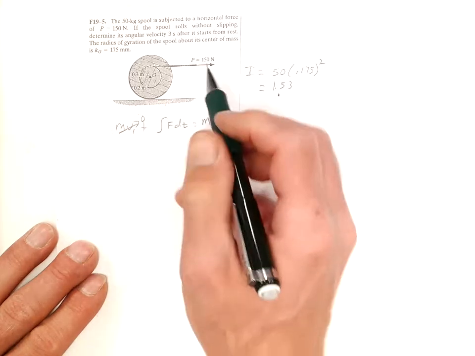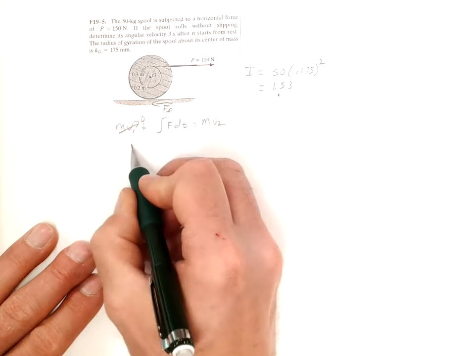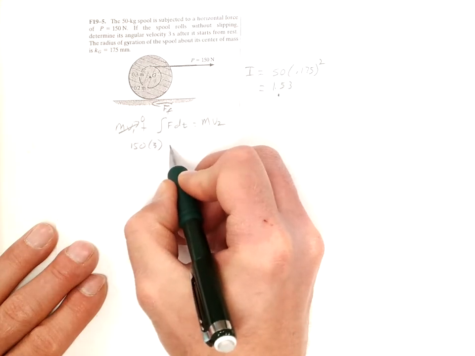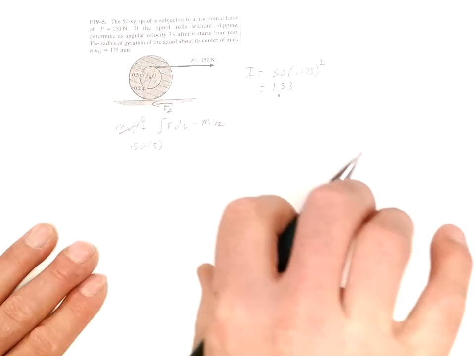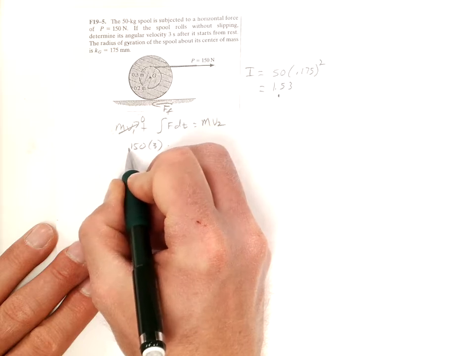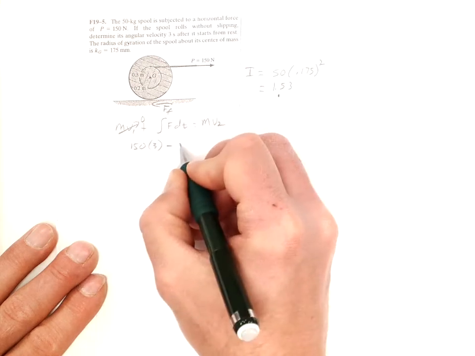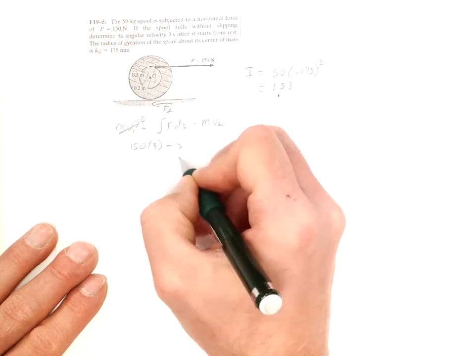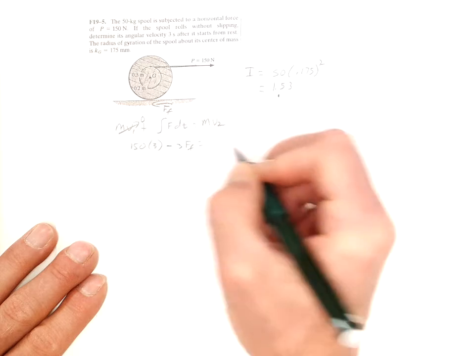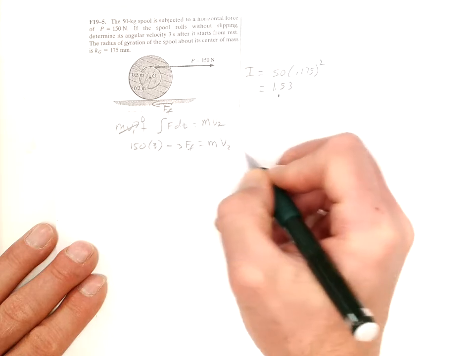Now force times time, we have two forces. We have the force here, we also have the force of friction acting on the bottom. So 150 is the force up there, times time. That's causing rotation that way, so we'll do it in the x direction. Force times distance, minus 3, which is the time, times the force of friction. And that equals the mass times velocity 2.